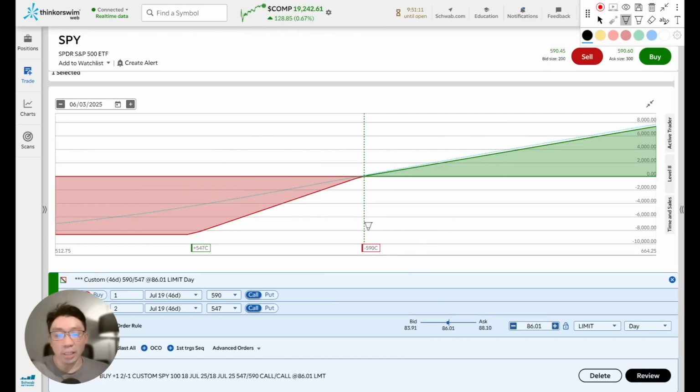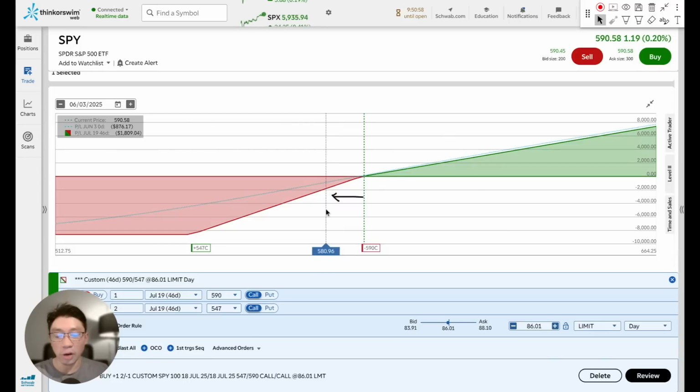So if, let's say, for example, the stock was to equally go down $10, let's say to $580, let's try and identify where's $580. So $580 is roughly around here. Now, if you were to hold the shares position, the long stock position, 100 shares of this will net you a loss of roughly $1,000.